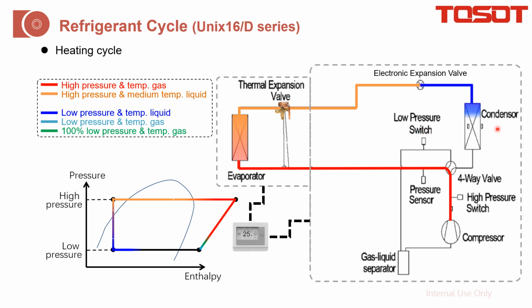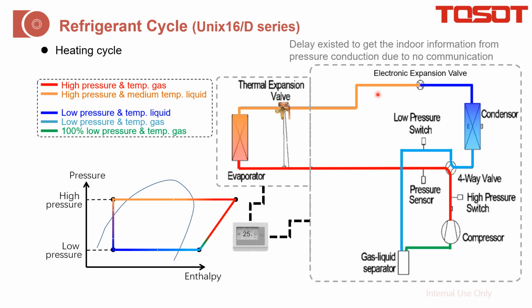Then it will go to the condenser to absorb heat, then to the gas liquid separator, then to the compressor to finish the cycle. And also you can find that for the Unit 16, you cannot get the information between the indoor and outdoor. It just sends the signals to this 24-volt thermostat. So the outdoor unit cannot get the information in time, which will lead to a delay to change or to adjust the parameter.